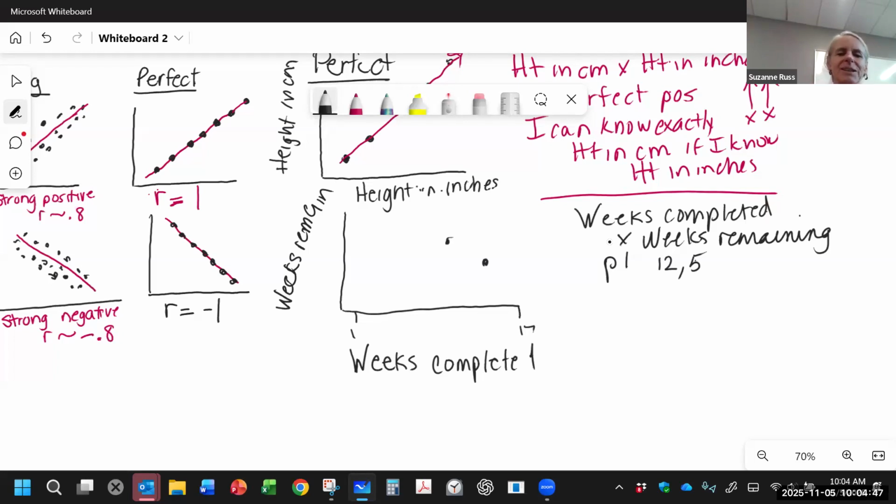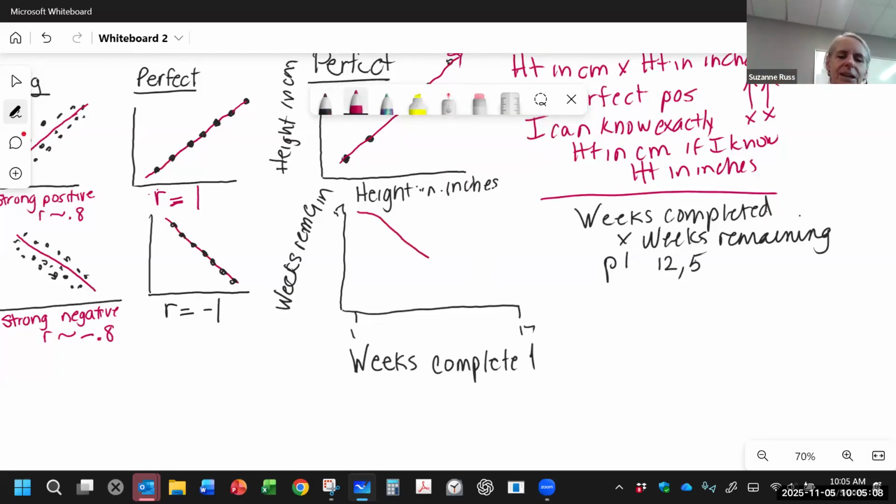Someone's completed 1 week? 16. They have 16 remaining. And if we were to draw this perfectly, we'd find out that as long as we knew how many weeks someone had completed, now I'm going to erase that and do it a little more neatly, we'd know exactly how many weeks they have remaining.